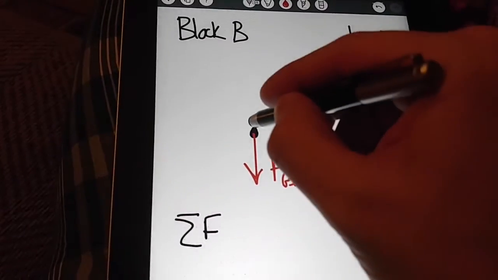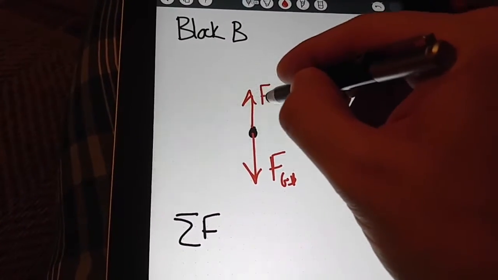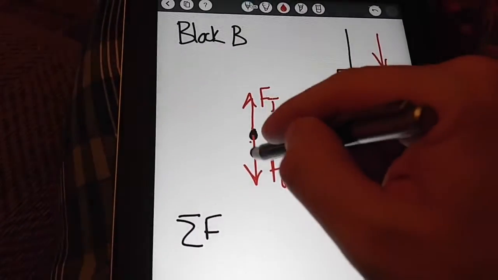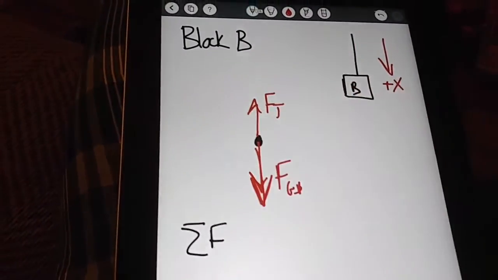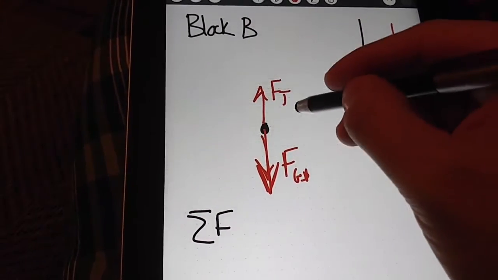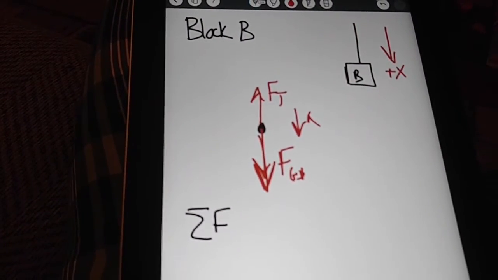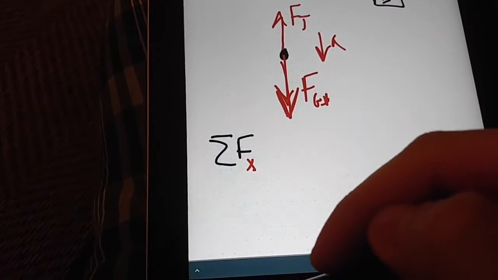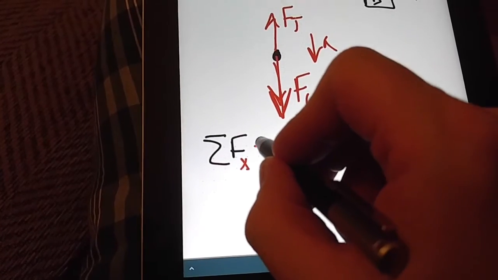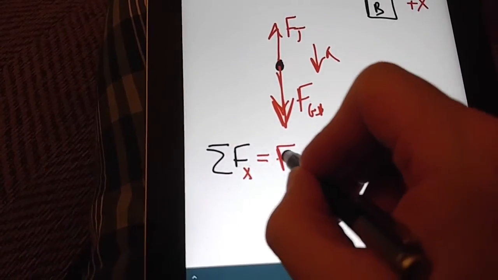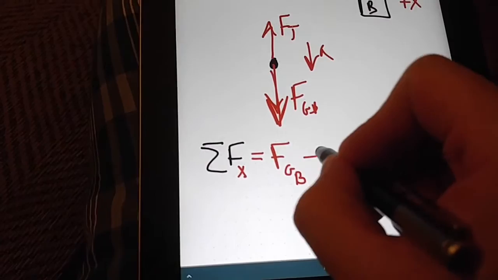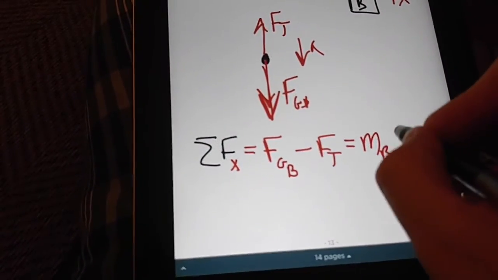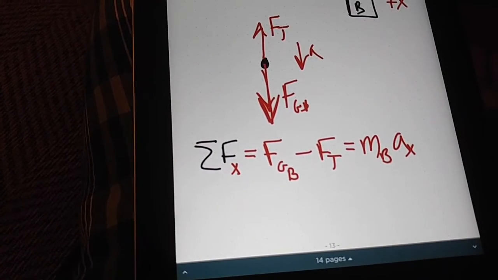So my free body diagram for this one, I'd say that I've got the gravitational force for block B down. Here I've got the tension force up. And I know that I should have drawn, here I'll just make it annoyingly big, that vector should be bigger because I will be accelerating down in the positive x direction. So here I'm going to actually say that this is the sum of forces in the x direction for block B. I'm going to have Fg of B minus that tension force, and that's going to be the mass of block B times my acceleration in the x direction.